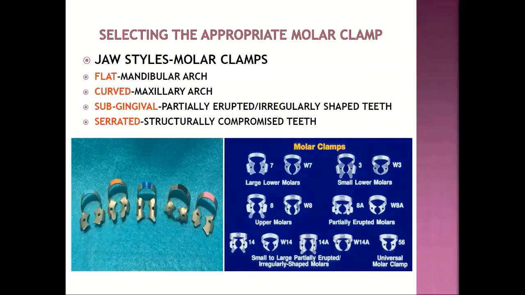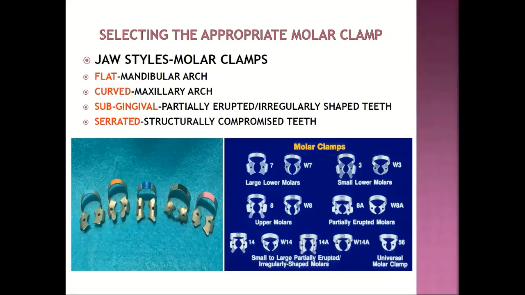Finally, there are the serrated jaw style clamps such as the 13A and 12A. These clamps are recommended for structurally compromised teeth that are fully erupted in either upper or lower arches. Please note that one jaw is larger than the other. The larger jaw is placed on the buccal aspect of the anchor tooth.